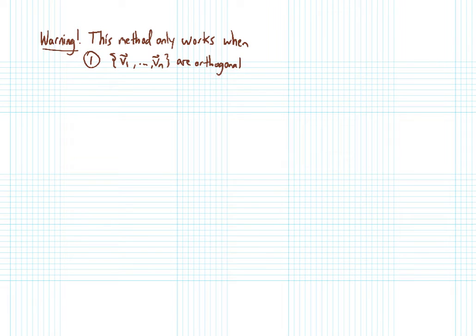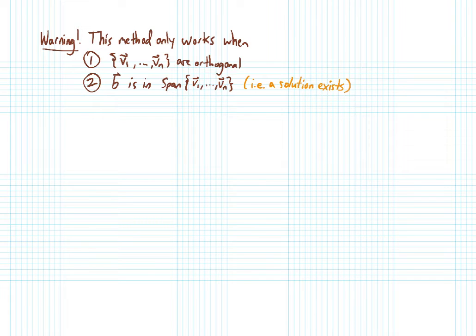So this method is really good. You probably noticed that it involved a lot fewer calculations than solving by row reduction would. But in order to use it, there are a couple of special things that need to be true. The first thing is that those vectors v1 to vn need to be orthogonal to each other. And then the second thing is that vector b on the right side of the equation needs to be in the span of v1 to vn. In other words, we need to know that a solution exists.